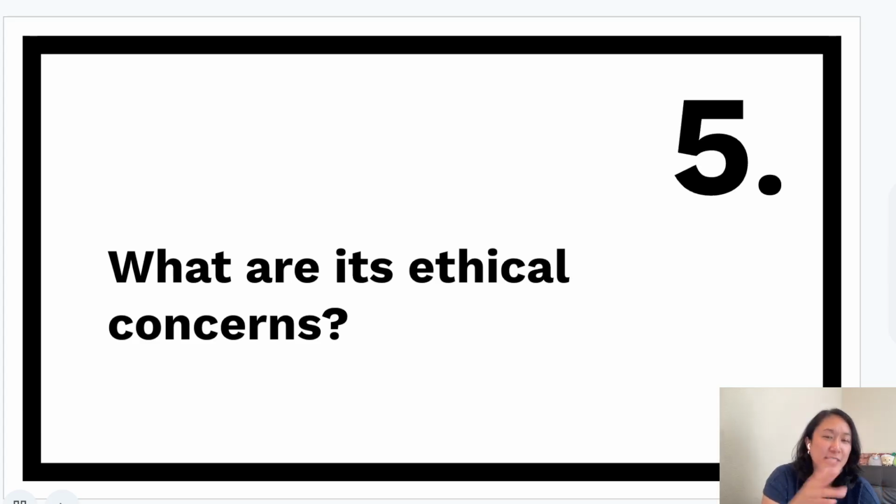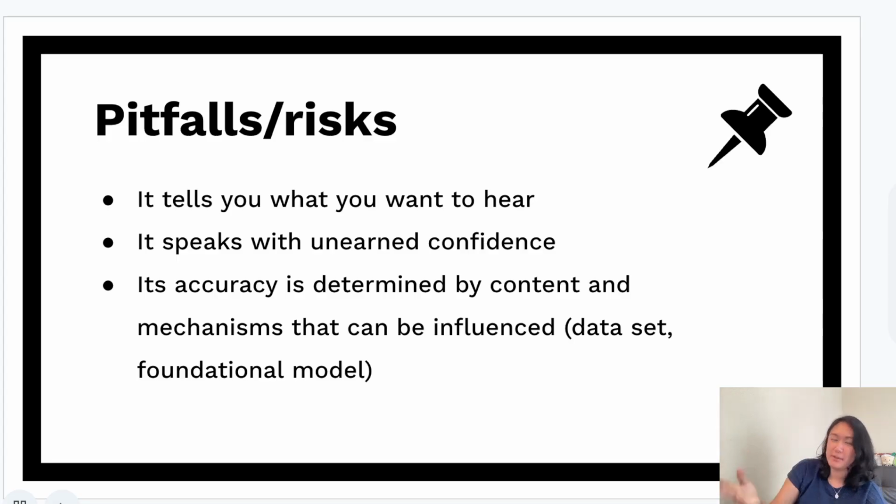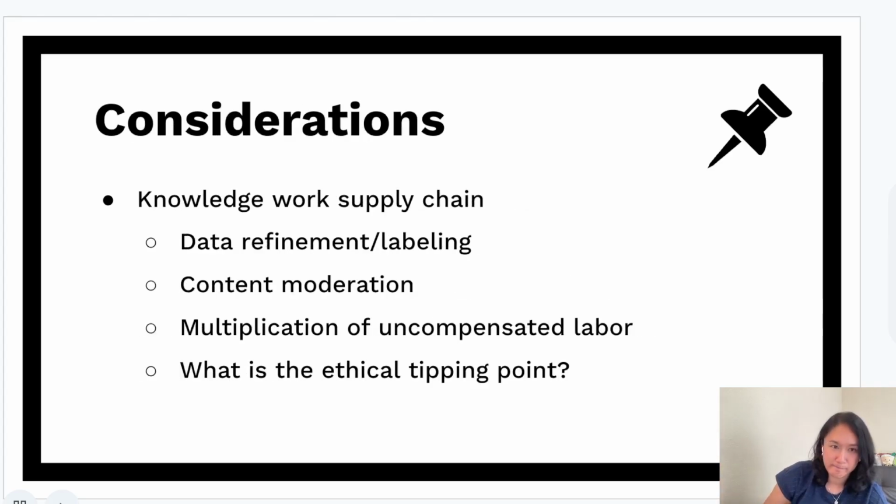Right. So we touched a little bit on the ethical concerns, the good and bad. Some of these are going to get repetitive, but I'll go through them anyways. So again, it tells you what you want to hear for the most part. It'll speak with unearned confidence because that's what it was trained to do. And again, the accuracy is really determined by mechanisms that can be influenced. So the math can be influenced, the data can be influenced. Because of that, it can amplify things that are inaccurate or things that are biased.